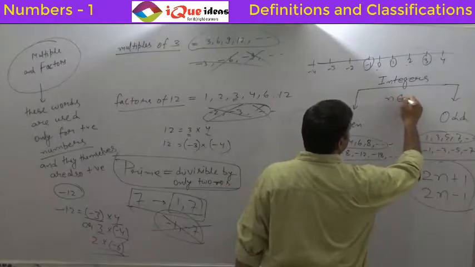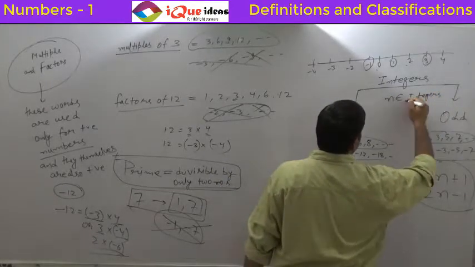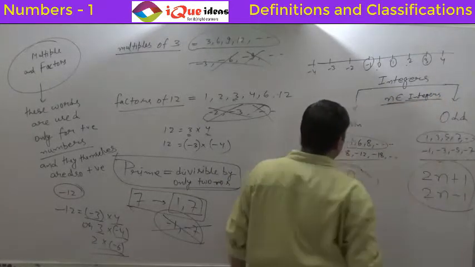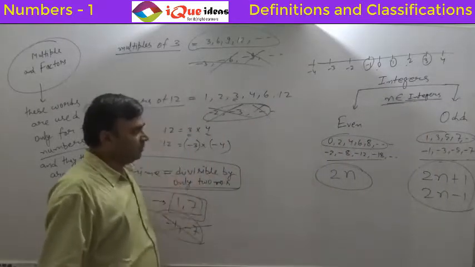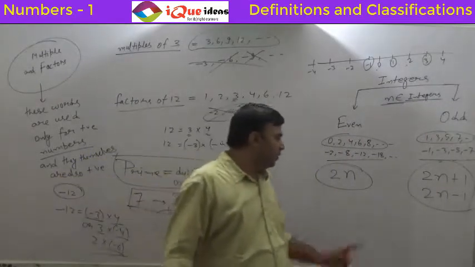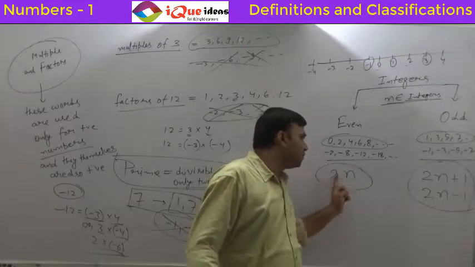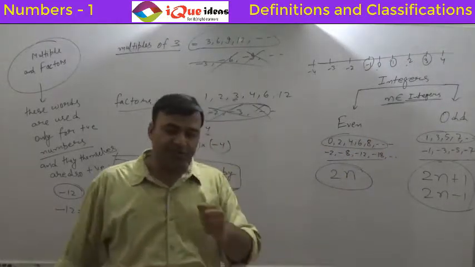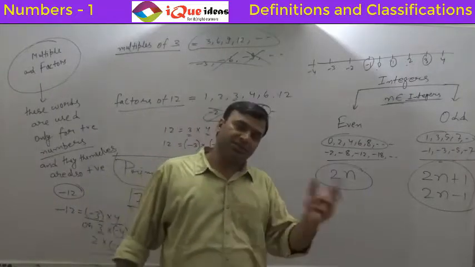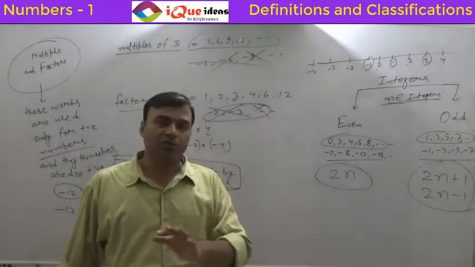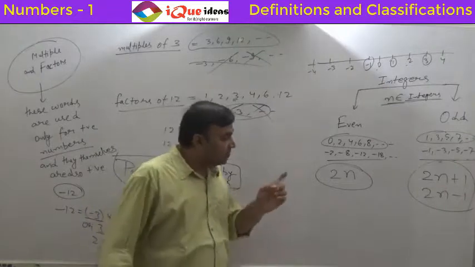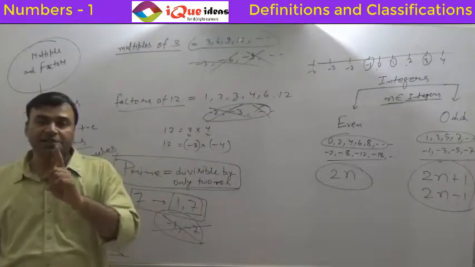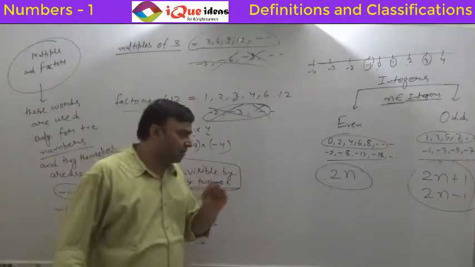Here n belongs to integers. There is a presentation for different sets, I'll tell you in some time. But right now, any number which can be presented in the form of 2 into n is an even number when n is an integer. Just think about it. If n is 3, 2 into 3 becomes 6, which is an even number. If n is 4, 2 into 4, 8 is an even number. If n is minus 7, 2 into minus 7 is minus 14, that will be an even number.